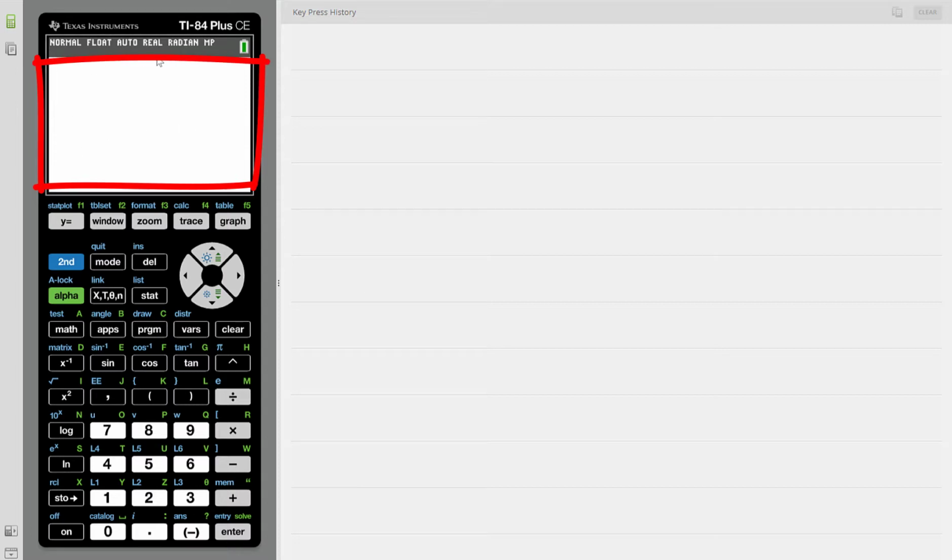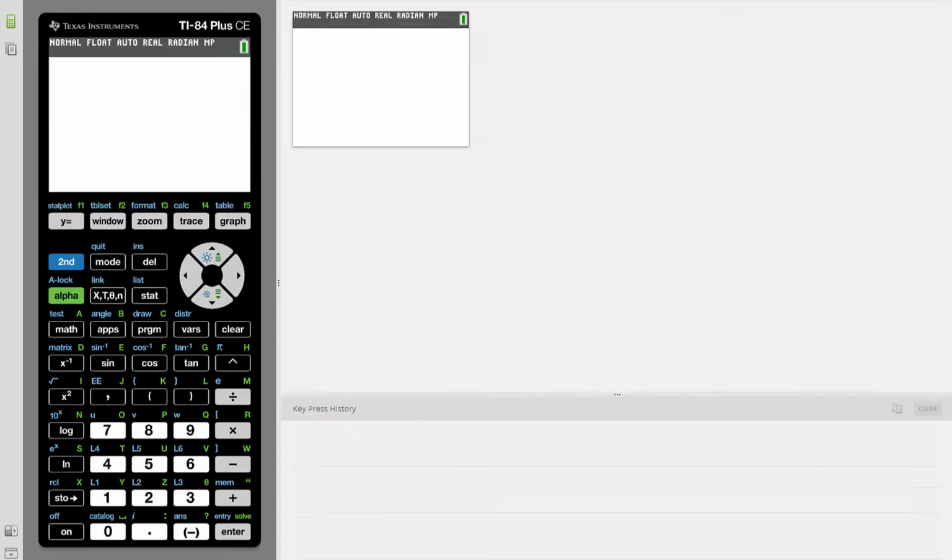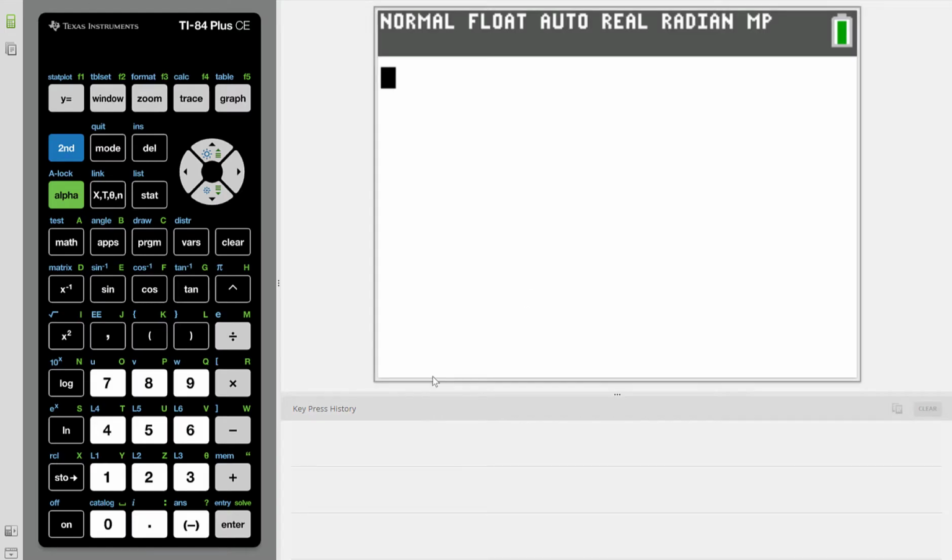Before I input these equations into the graphing calculator, I am going to go ahead and take the screen that you see here at the very top of the graphing calculator, move it to the right, and make it larger. Now we are ready to input our equations.